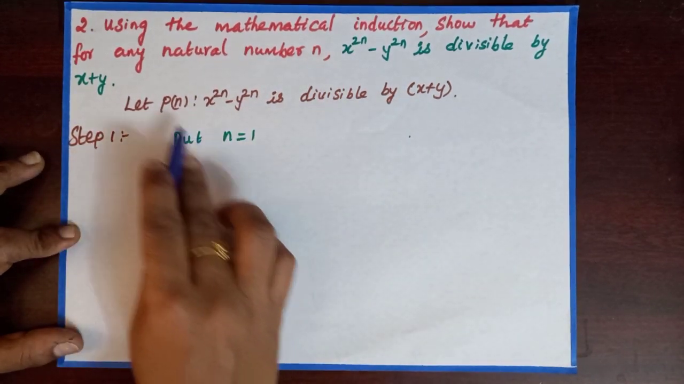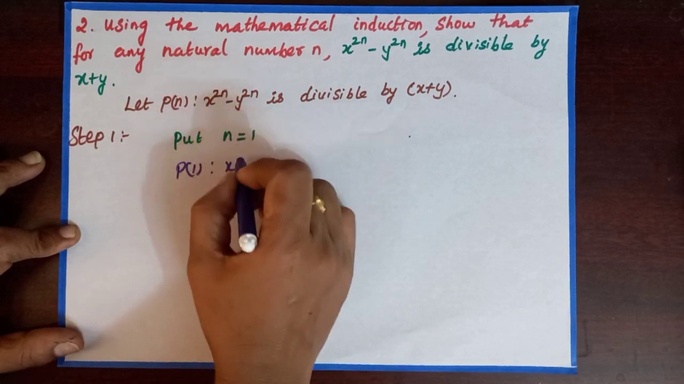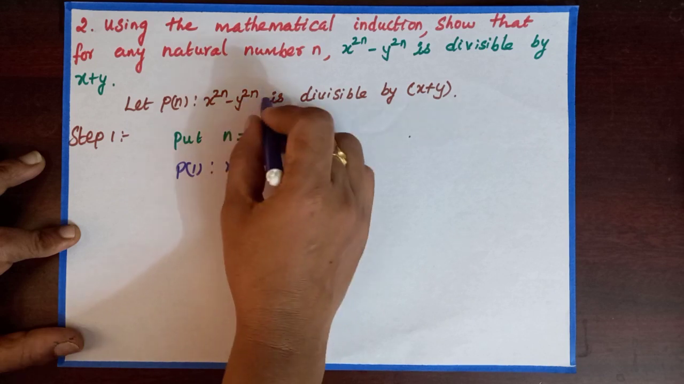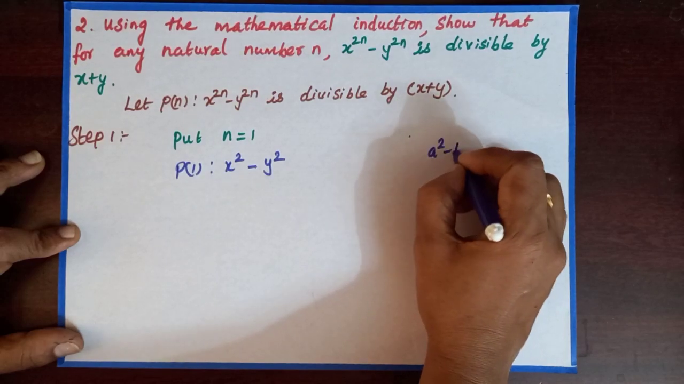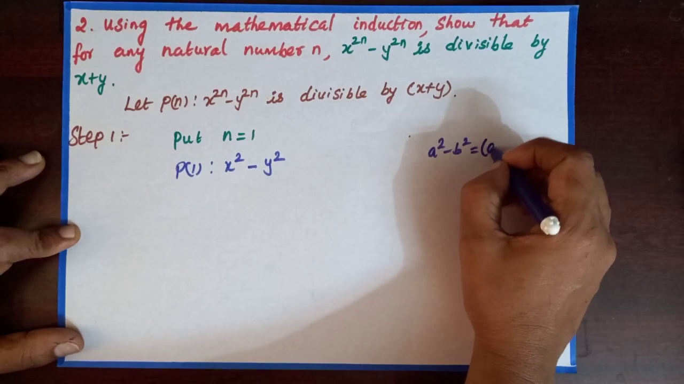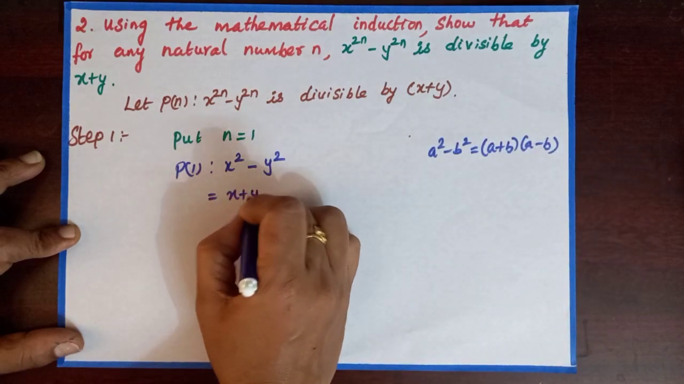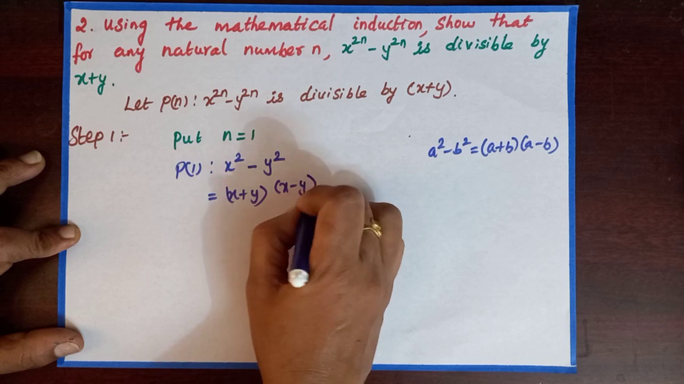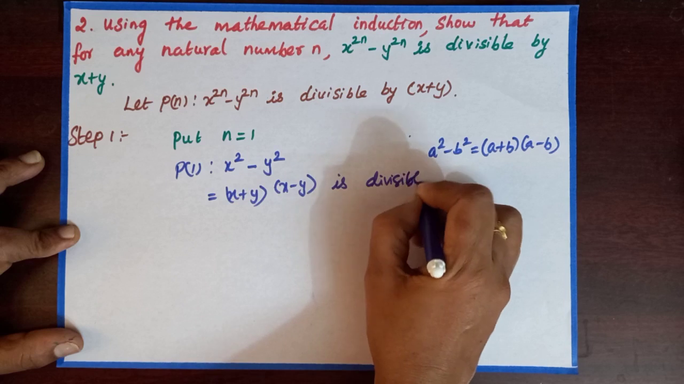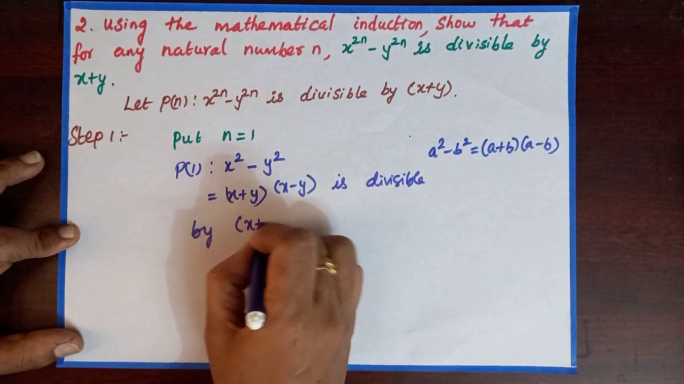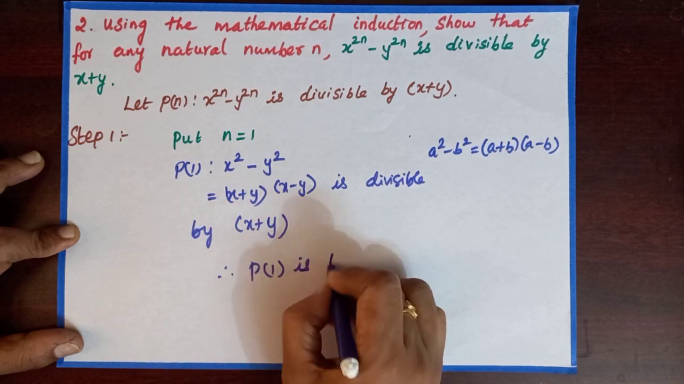So step 1, you substitute n equal to 1. Then we get P of 1 is x power 2 into 1, which is x square, minus y power 2 into 1, which is y square. It is in the form of a square minus b square. A square minus b square is (a plus b) into (a minus b). Then we get (x plus y) into (x minus y), which is divisible by x plus y. Therefore, P of 1 is true.